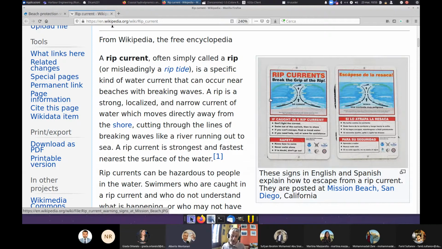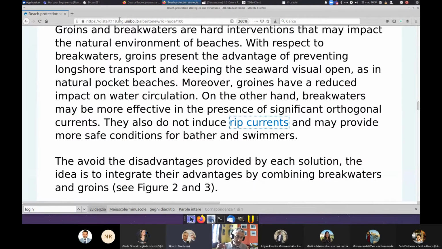And again, they may be originated by breakwaters. So this is an issue especially when you have deep sea close to the beach, which is not the case for the Adriatic Sea, but it is the case for the Mediterranean Sea. You have to be very careful about rip currents that may be originated by groins. And when you are concerned by this possibility, combining breakwaters with groins is an opportunity.